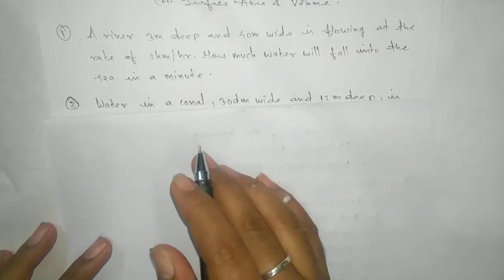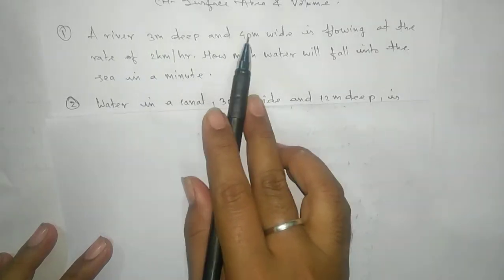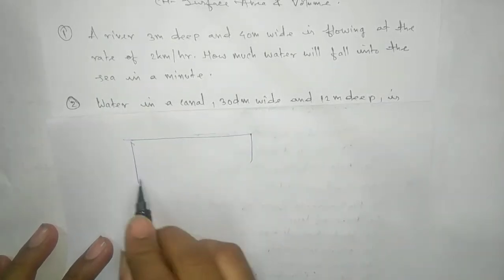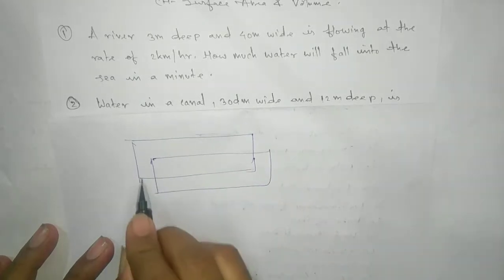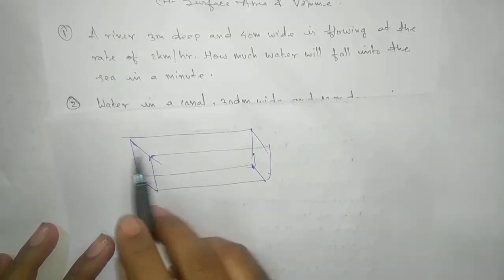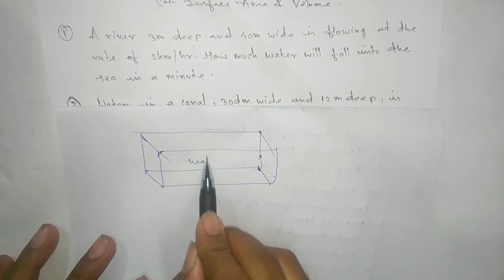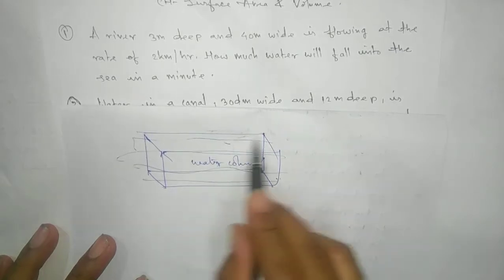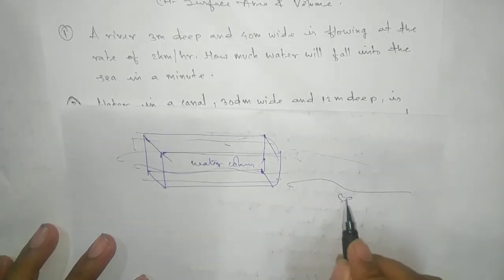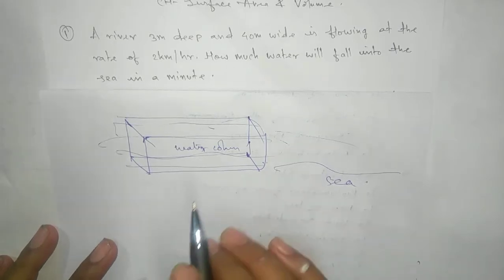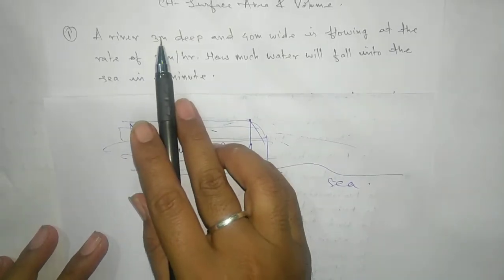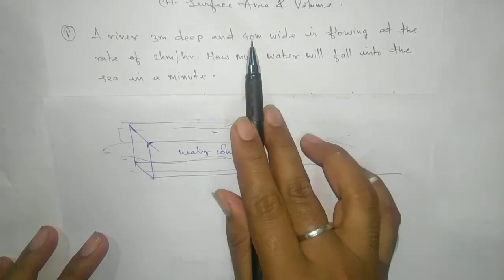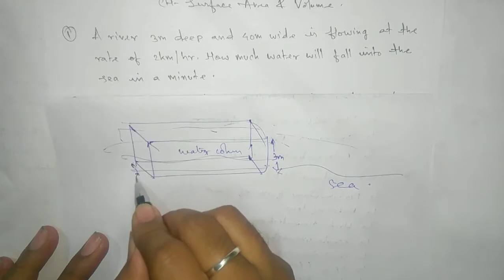Okay, so what they are saying, a river 3 meter deep and 40 meter wide, that means the river must be cylindrical in shape, not the river exactly, but the water column of the river. This is your water column. The river is flowing in this direction and it falls into a sea. This is your sea. Now 3 meter deep means that is the height, 3 meter high, and 40 meter width. Width means this one, 40 meter.